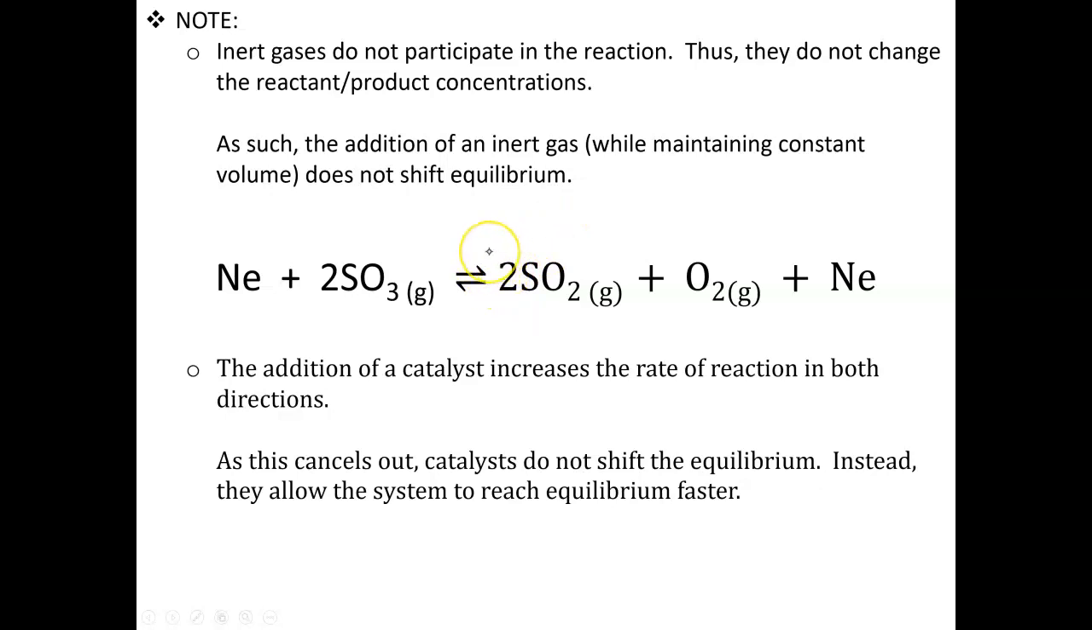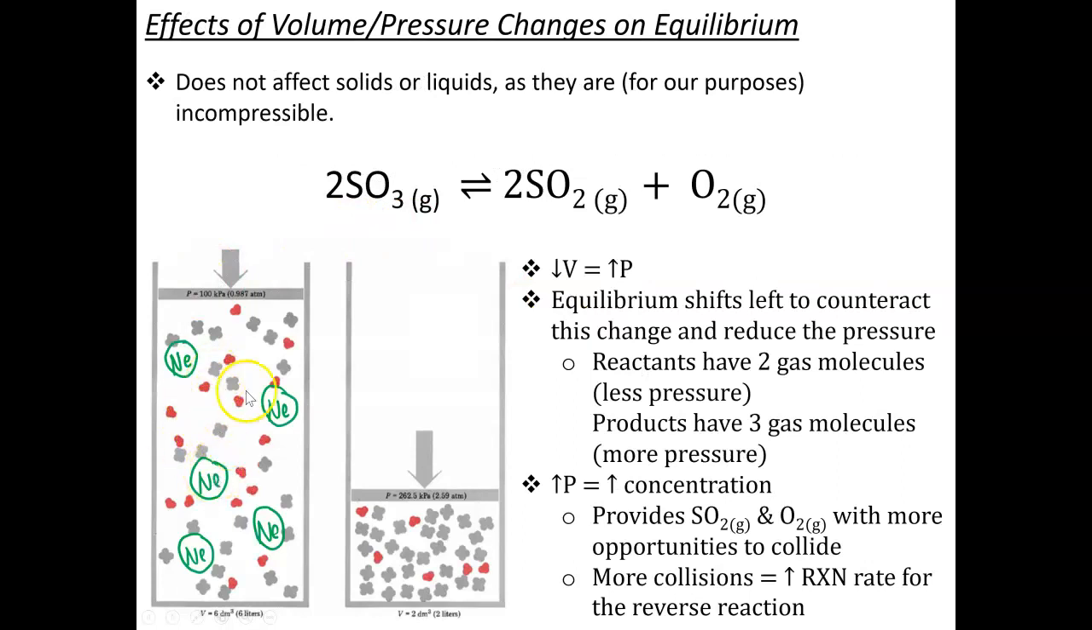It doesn't have to be a noble gas necessarily. In any case, because the gas is inert, it does not react or participate in the reaction itself, so it doesn't provide a benefit to either side. So if neon does not react with either of these chemical compounds, then adding neon into my system won't help the SO3 to go forward and won't help the SO2 and the O2 to recombine, so it doesn't provide a benefit to either side. So when we add the neon gas, it makes the container more crowded.